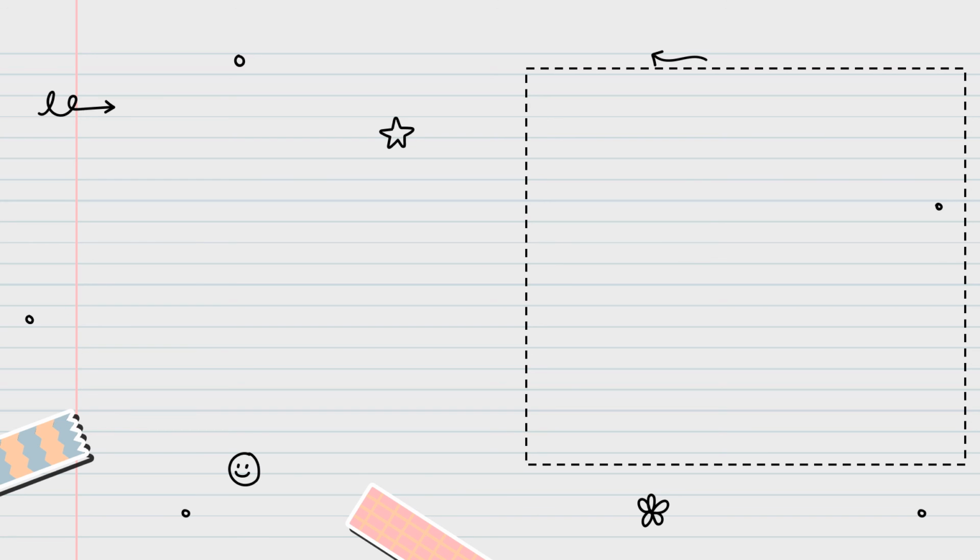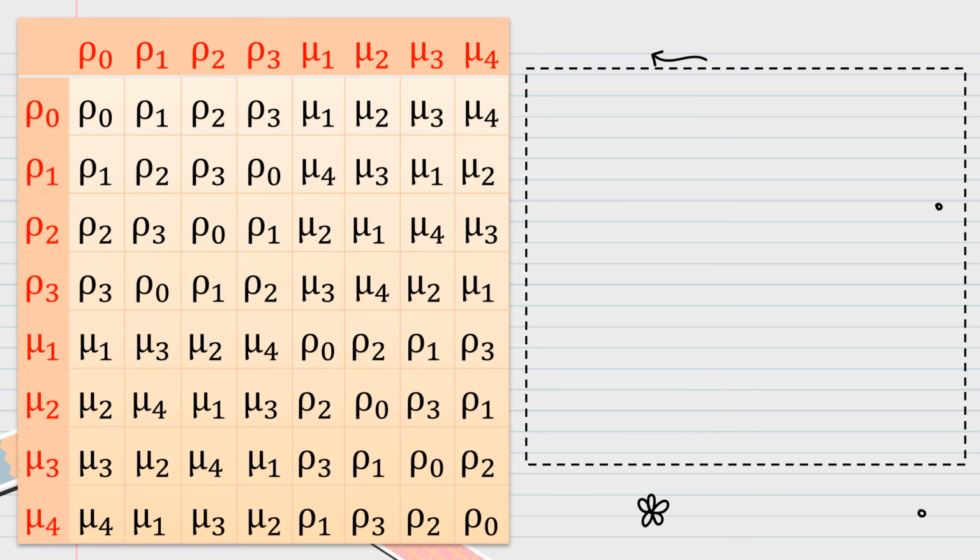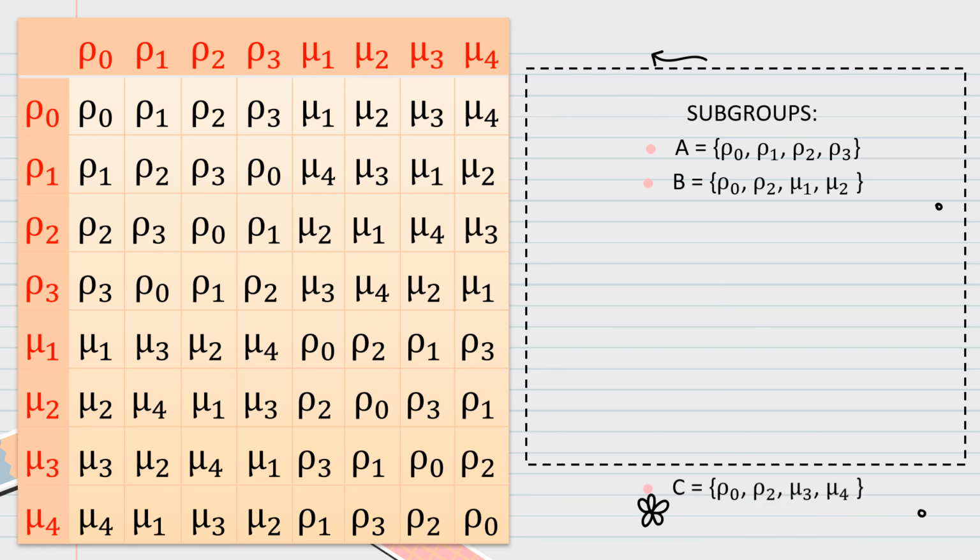After a series of computations and processes, we arrive at this table of results. And now we may already be able to identify its subgroups. For the first one, we have A equals rho sub 0, rho sub 1, rho sub 2, and rho sub 3. B equals rho sub 0, rho sub 2, mu sub 1, and mu sub 2. For letter C, it equals rho sub 0, rho sub 2, mu sub 3, and mu sub 4. D equals rho sub 0 and rho sub 2.